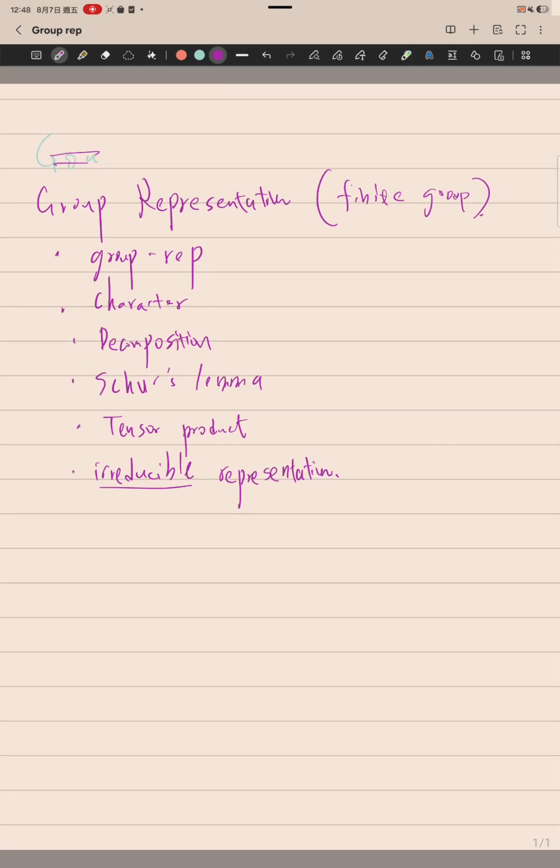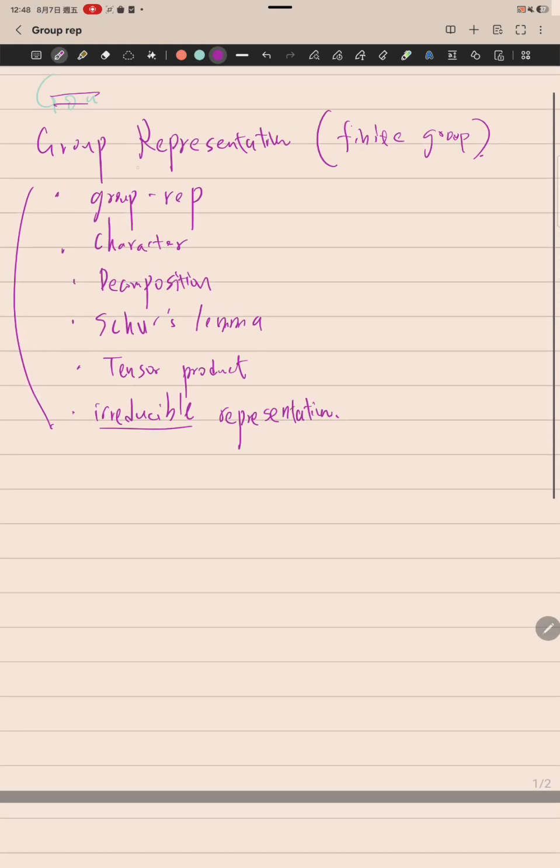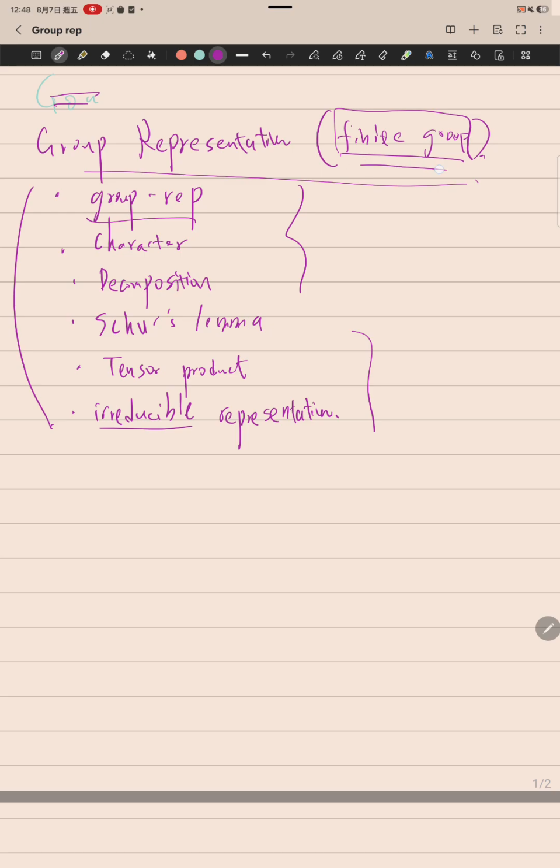Okay, so this will be a small module. Sometimes this can be taught in one semester, but I try to squeeze it so that maybe we can do it in the next 3 weeks. I assume that you already know the first module, so you know what a finite group is, right?